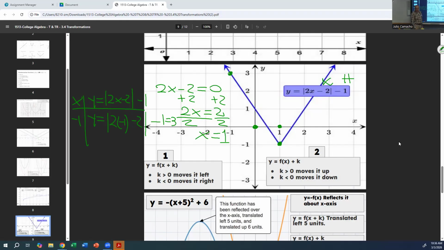Pick now a number to the right. 2. So you have 2 here. So y is equal to the absolute value of 2 times 2 minus 2, minus 1. So it's 2 times 2 is what? 4. 4 minus 2, 2. The absolute value of 2 is 2, minus 1. 1. So you have 2, 1. Exactly right there. And it's all that you have to do. Give me 2 points plus the vertex. That's all I need. And go to the next.